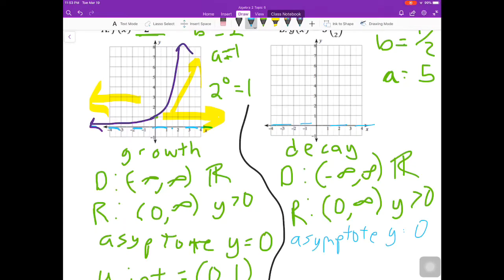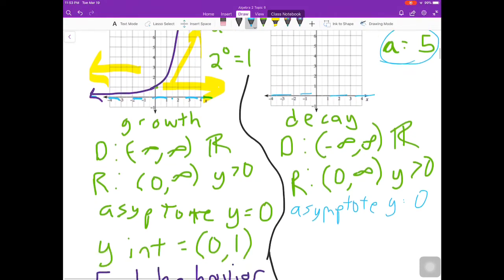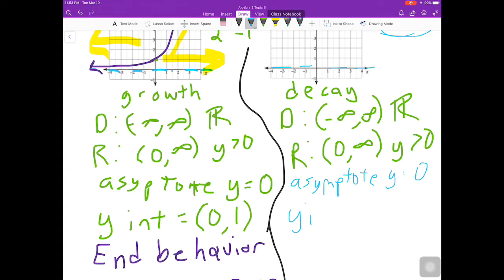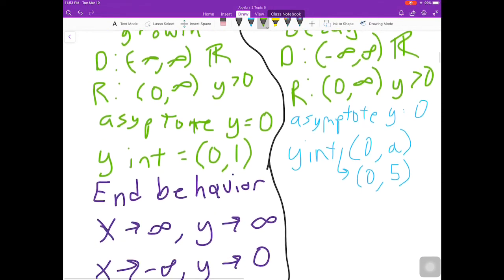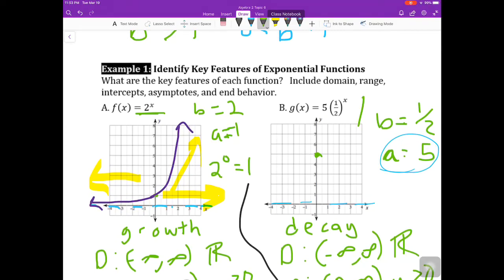Our y-intercept, remember I said, is always 0 and then our a term. So in this case, we're going to have 0, 5 as our y-intercept. And I'm going to go ahead and put that on my graph right there. And then this is decay, remember, so it's going to start off really steep and go through that y-intercept and then get really flat. So it looks kind of like that.